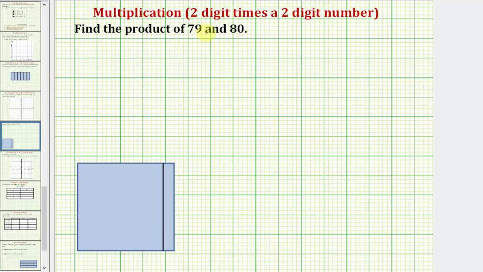We want to find the product of 79 and 80, which means we want to multiply 79 and 80. And we'll show this product two ways. We'll first multiply vertically, so we'll write this as 79 times 80.